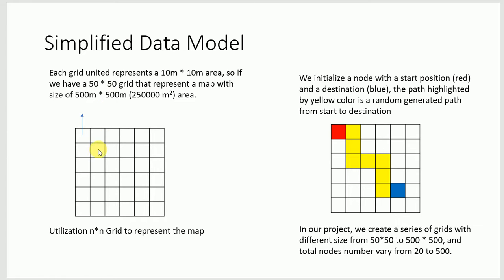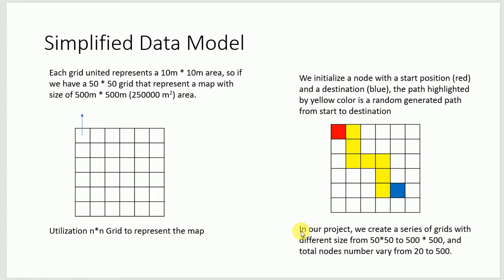In our simplified data model, we can easily handle the map. We can easily vary the size of the map, and we can easily integrate different numbers of nodes into the map. In our simulation, we initialize a node with a start position and a destination with coordinates. For example, shown here in this grid, the start position is represented by the red grid unit with coordinates 0, 0, and the blue grid unit represents the initialized destination. Using the random walk, we can generate a random pathway, represented by the yellow color, from the initial position to the destination, and we can easily record all the coordinates along the way for the simulation.